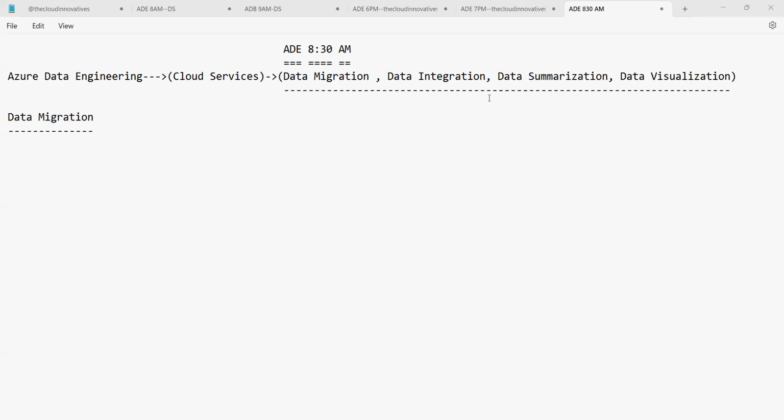So guys, data migration. When you talk about data migration, what is data migration? Data migration is nothing but a process where the data is moved from on-premises to the cloud.